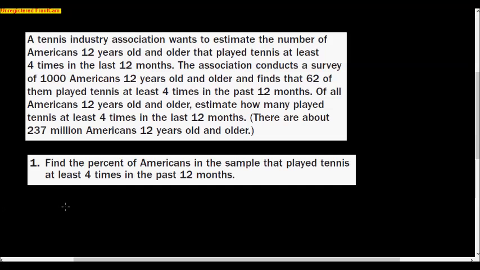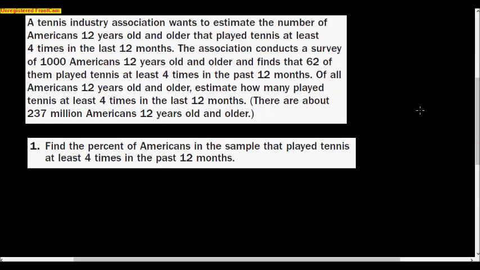Alright, here's example 1. A tennis industry association wants to estimate the number of Americans 12 years old and older that played tennis at least 4 times in the last 12 months. This association conducts a survey of 1,000 Americans. Obviously, that is not all the Americans 12 years and older, but they are going to survey 1,000 of them, finds that 62 of them played tennis at least 4 times in the last 12 months. Of all Americans 12 years and older, we want to estimate how many played tennis at least 4 times in the last 12 months. And it tells you there are about 237 million Americans 12 years and older.